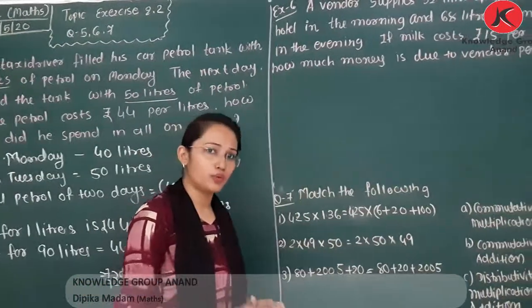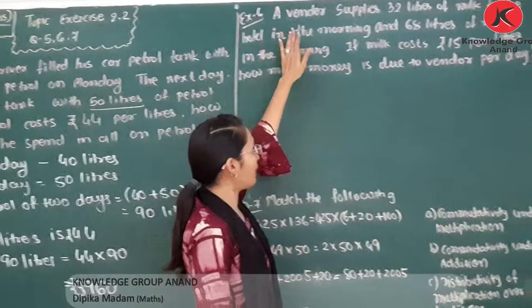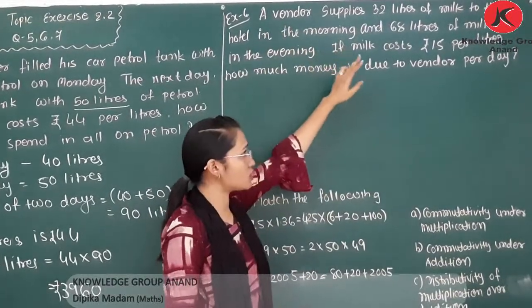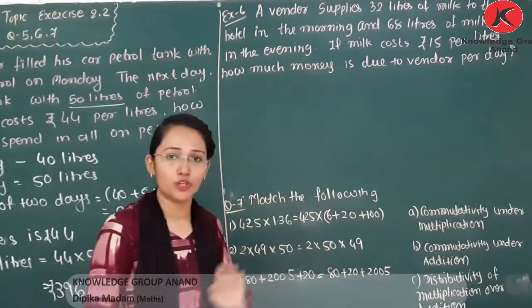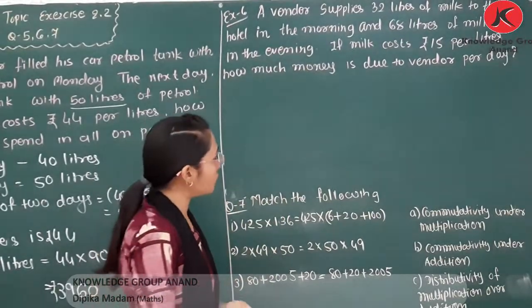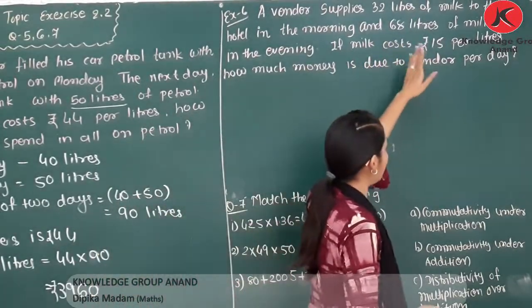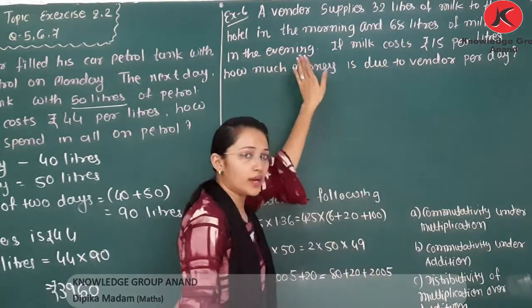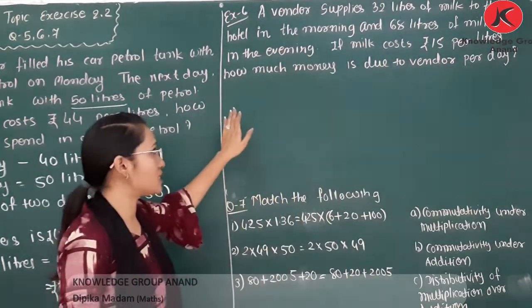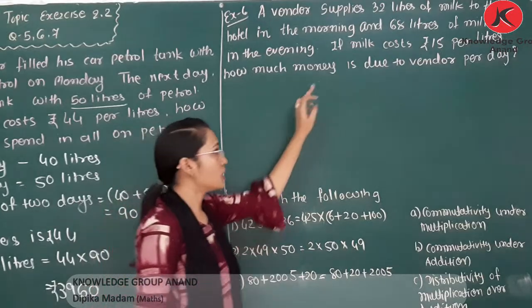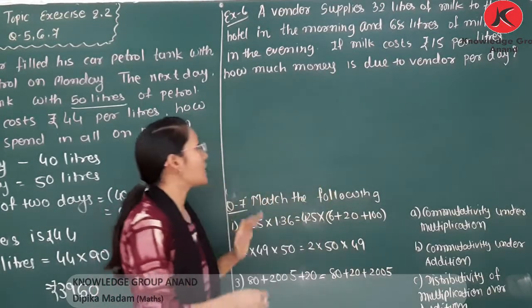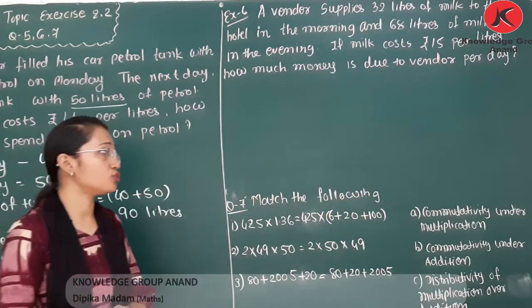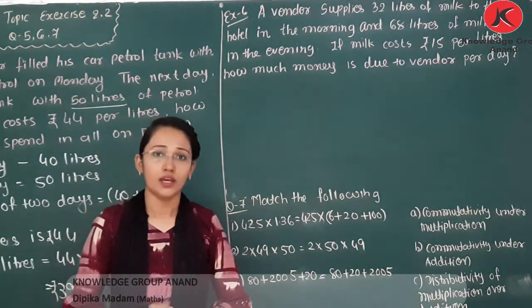It is the same as the previous one. The vendor supplies 32 liters of milk to the hotel in the morning. In the morning, how much milk is supplied? 32 liters. And 68 liters of milk in the evening. In the evening, how much milk is supplied? It is 68 liters. If milk costs 15 rupees per liter, how much money is due to the vendor per day?